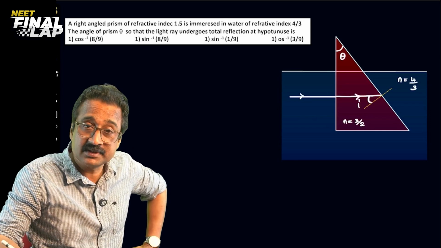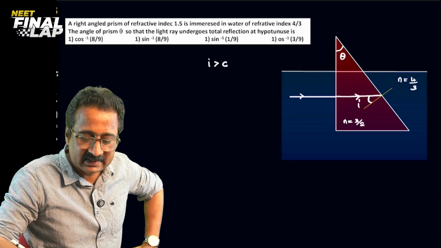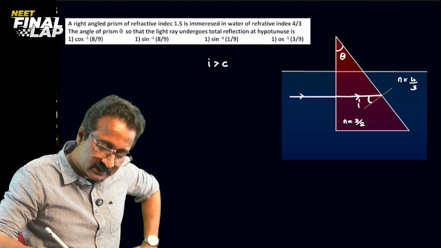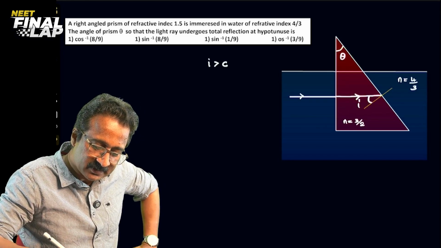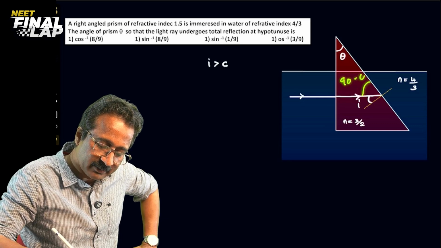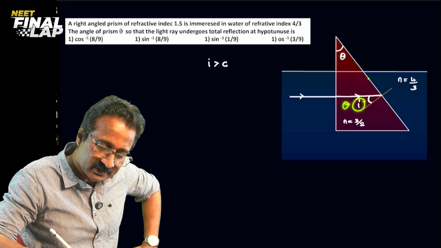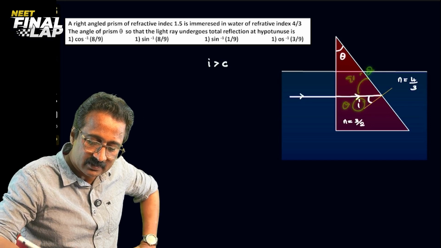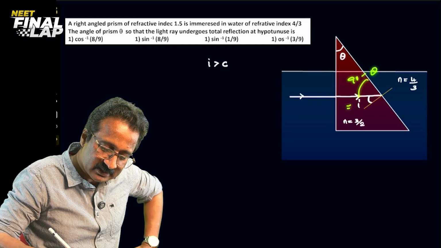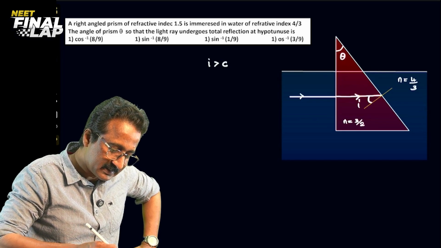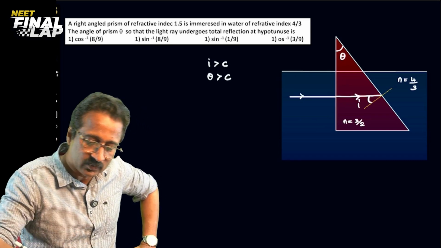The question is, what's the condition that total internal reflection takes place? So let me begin with that step. I must be greater than C. Okay, now what is I? Can we express that in terms of theta? I think yes, because if this is theta, certainly this is going to be 90 minus theta. If that is 90 minus theta, this I is equal to theta. So I can say that this I is equal to theta here. So theta larger than C is the way I have written it.